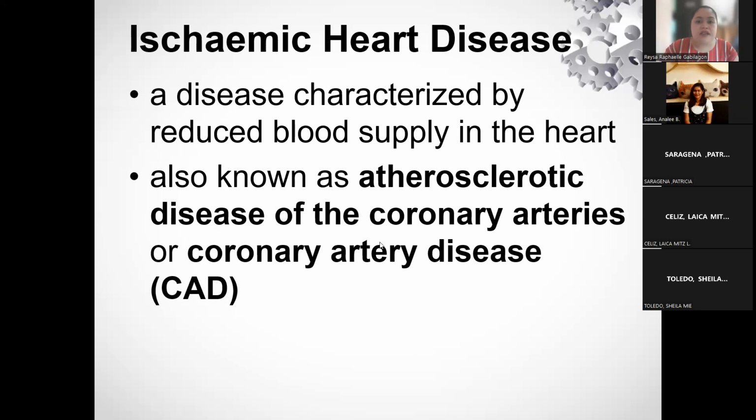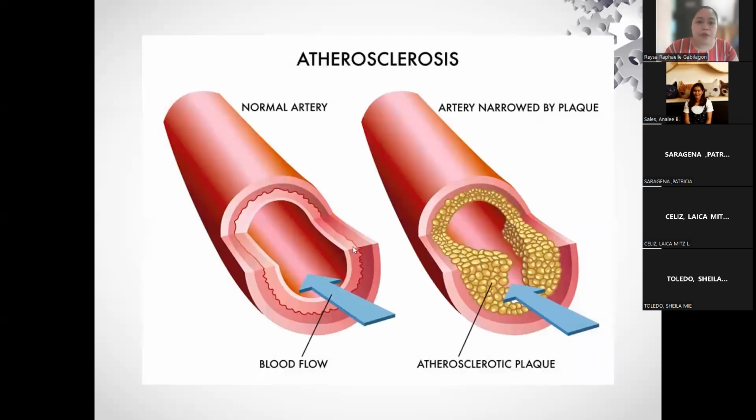So these arteries are found in the heart itself, and we have a problem with them. There can be atherosclerosis. So how do you define atherosclerosis? It's a deposition of plaques in the walls of the arteries, leaving the arteries narrow. So the pathway for the blood to flow to the heart becomes narrow.